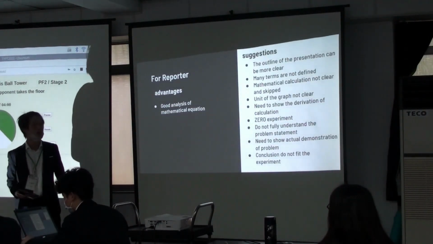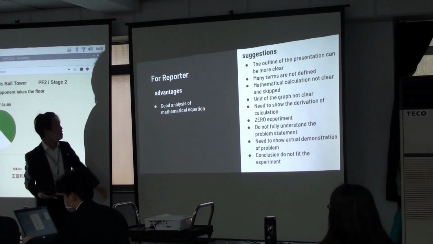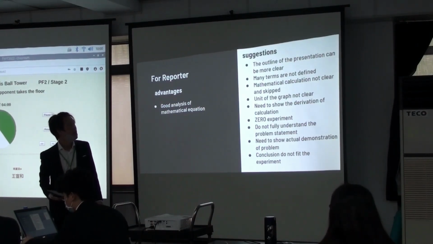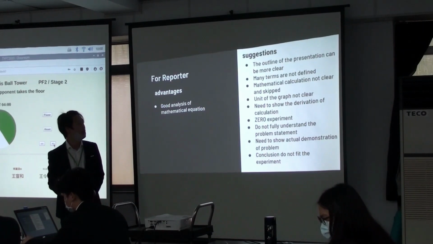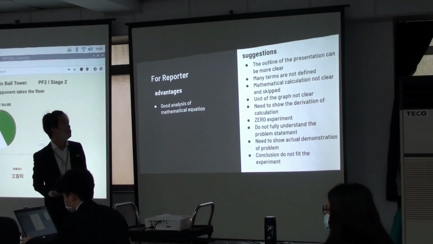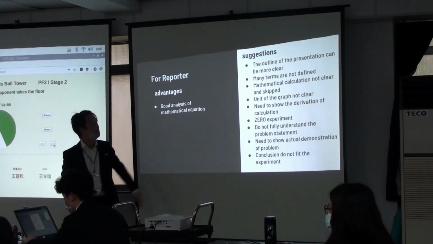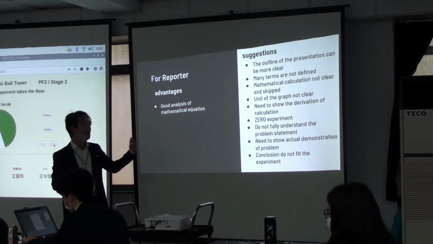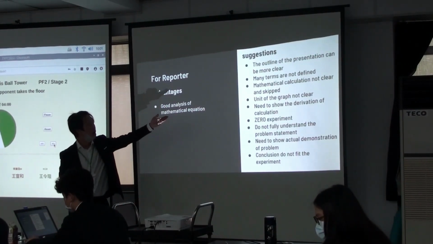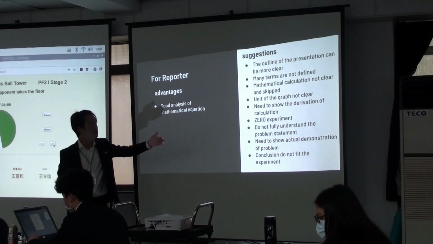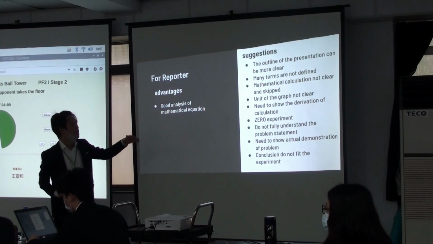So for reporters, some advantages are good analysis of mathematical equations. Some suggestions would be that the outline of the presentation can be more clear. And many terms are not defined, so maybe more definitions would be better. The third one is that the mathematical calculation is not clear and sometimes even skipped, so I'd like to also discuss that later. The fourth one is the unit of the graph is not clear. The fifth one is the need to show the derivation of the calculation.